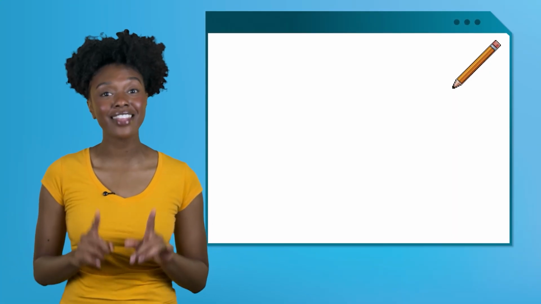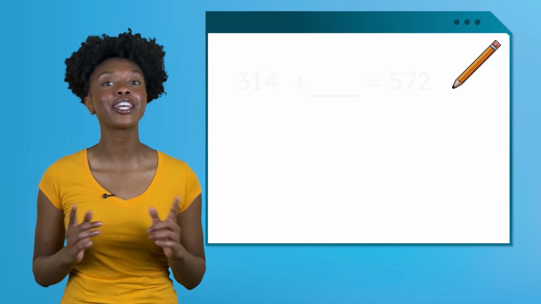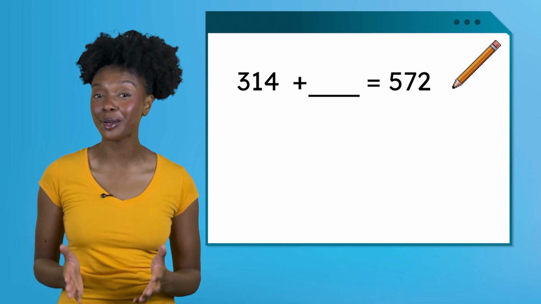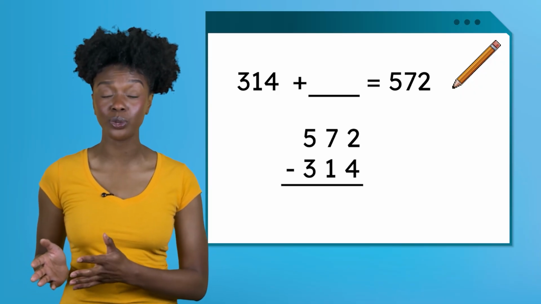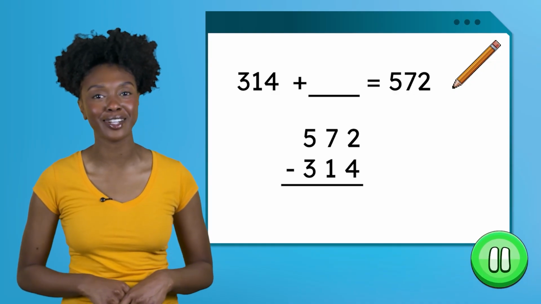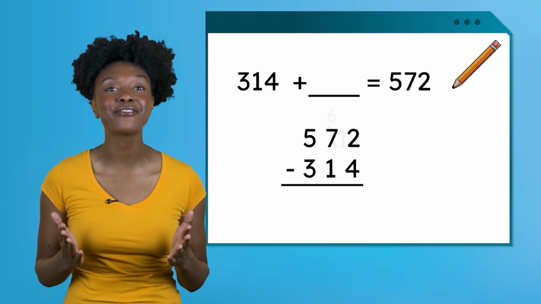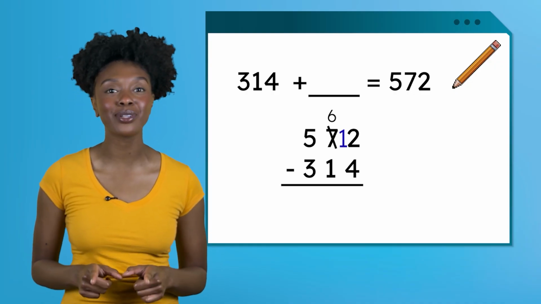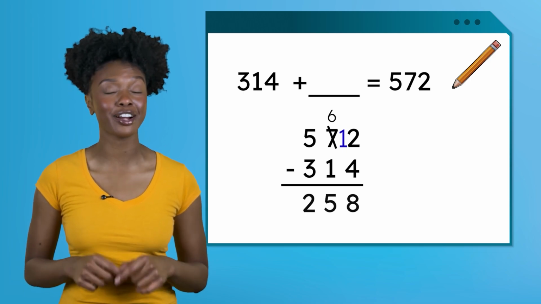Great work. In that example, the unknown number was first in our number sentence. Do you think it will work the same if it's in the second position? Here we have 314 plus some number equals 572. Rewrite this as 572 minus 314. Pause the video here and subtract to find our missing number. To solve this problem, I first regrouped from the tens place, and then I was able to subtract to get 258. Look back at the original problem to check our answer.